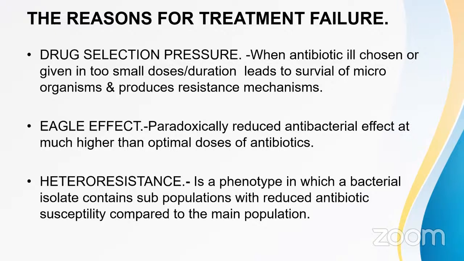And the other one is heteroresistance. It's a phenotype in which the bacterial isolate contains subpopulations with reduced antibiotic susceptibility compared to the main population. These kinds of things we see on the disc, where we see the zone of inhibition, and within that zone of inhibition, we see the growth of the subpopulation.